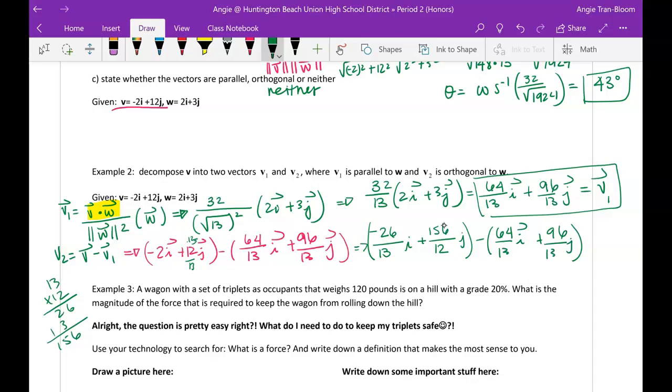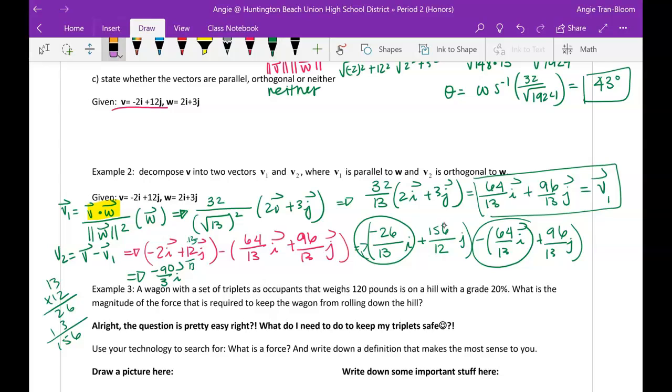So now I can put the i's and the j's together. So here we go, keep on going. These two can go together. It's going to be a negative and a negative, so that's going to make it a fatter negative. So that's going to be negative 90 over 13, so negative 90 over 13 in the i direction.